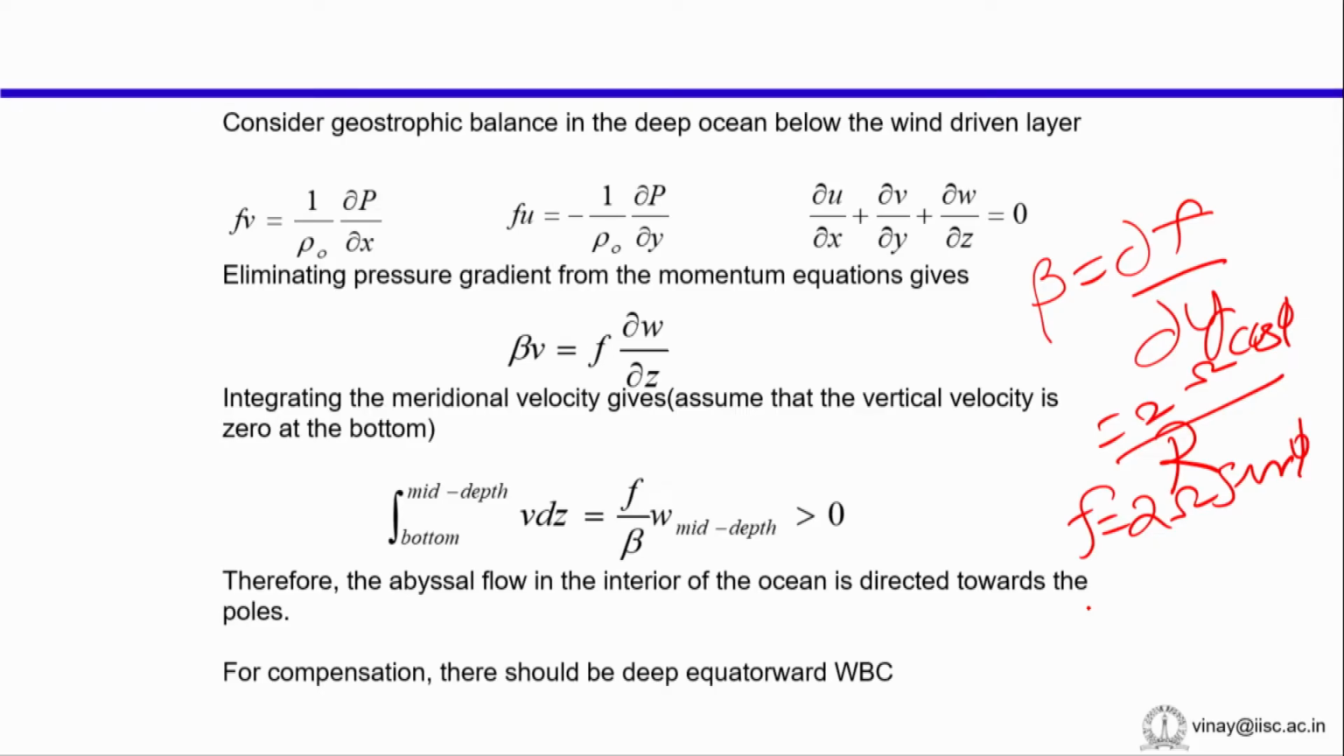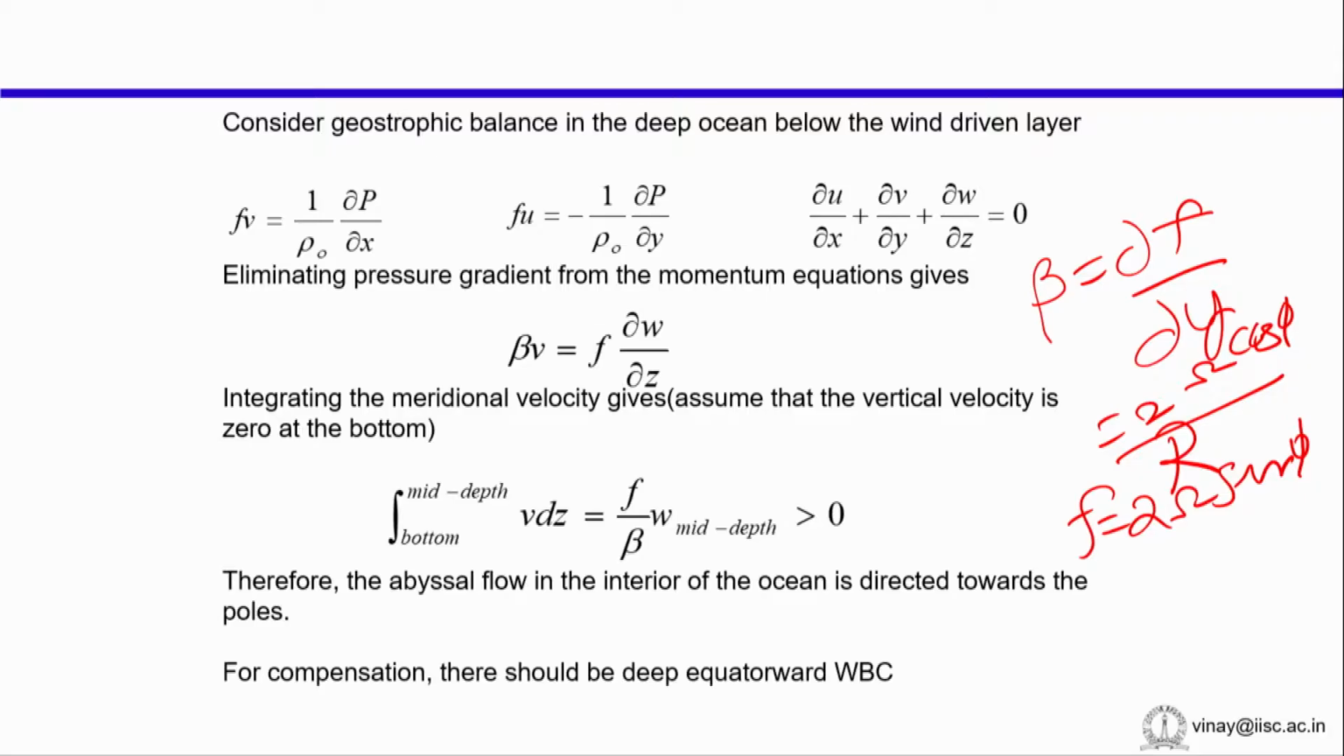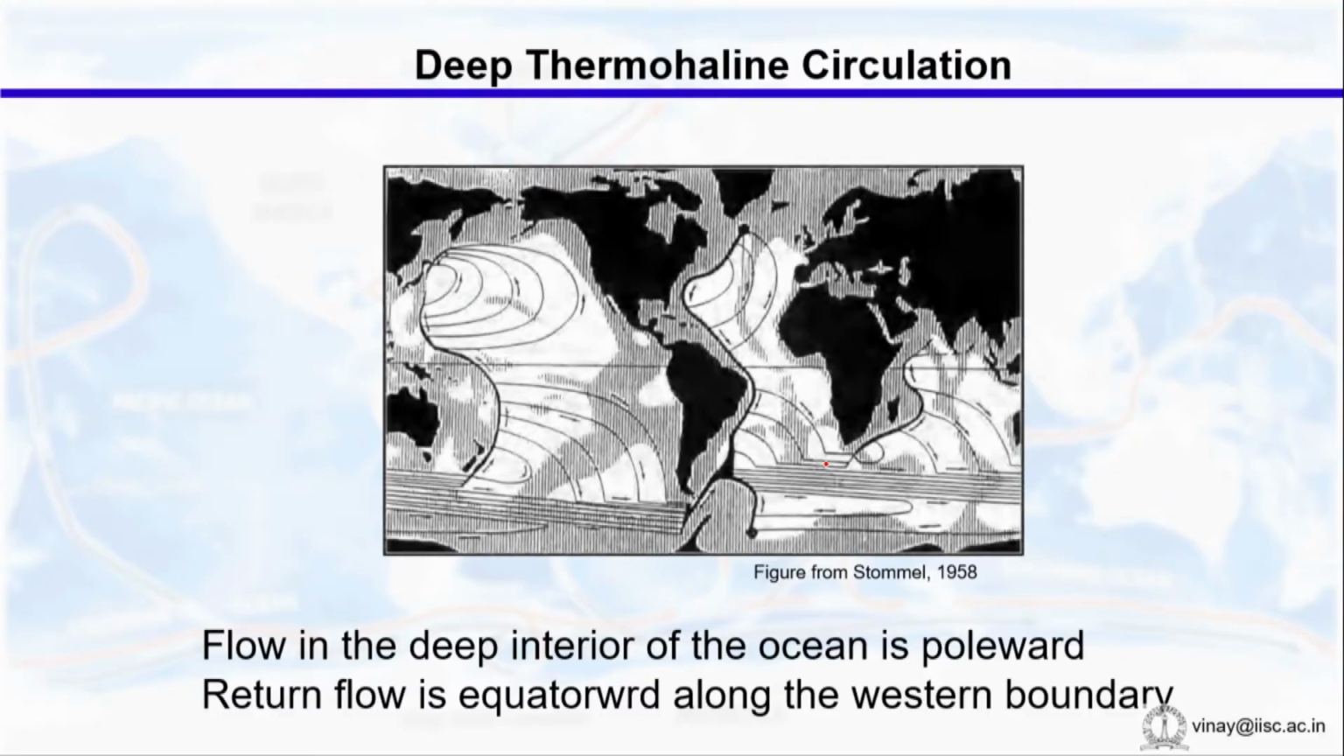Also, that compensating flow should be done by a western boundary current. Therefore, this simple dynamical model, which assumes that the flow in the deep ocean is geostrophic, and also assumes that there is no vertical velocity at the bottom of the ocean, says that if the upwelling is upward, there should be an interior flow of the ocean towards the poles, and in order to compensate that poleward flow, there should be a deep western boundary current.